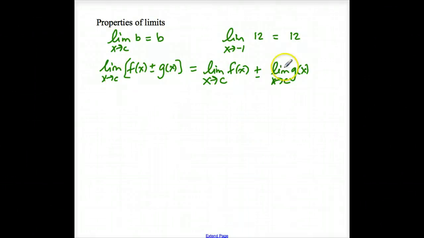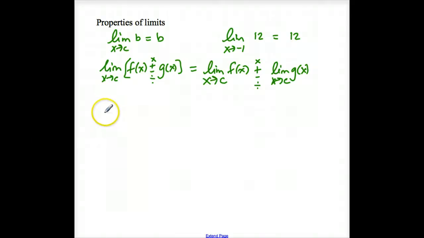I could find the limit of each one and then add or subtract the answers depending on what this was. And that works with multiplying also and dividing. You can multiply them or divide them in any order. So it's almost like limit is distributive. You can add or subtract or multiply or divide the functions together first and then take the limit, or you can do the limit of each piece and then use the operation inside there. And that works with powers too.